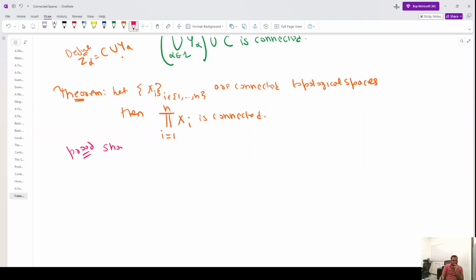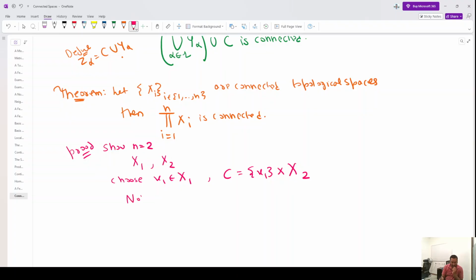Let us show for n equal to 2. How will you do it for the general n? You can use the principle of mathematical induction. So you have x1, you have x2. Now what I'm going to do is choose x1 and define C to be x1 cross x2.